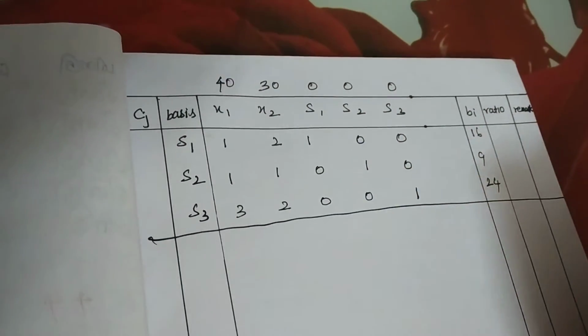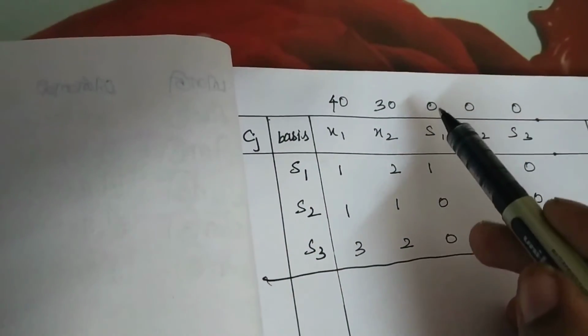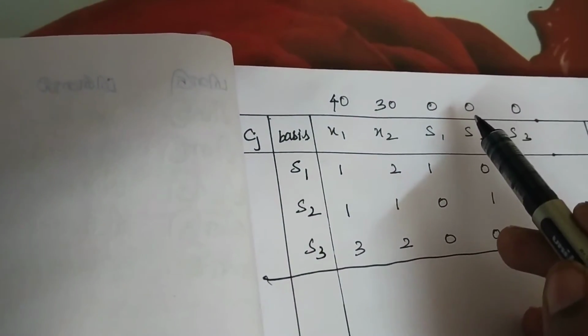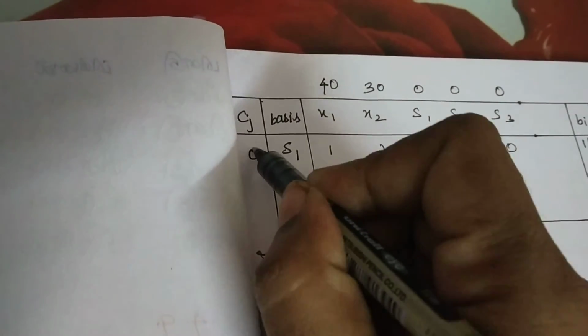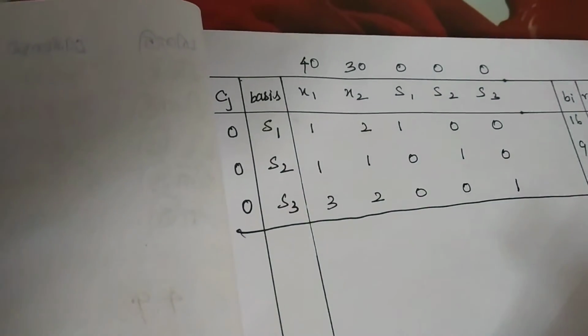The first table is always easy. So what is the cost of S1? The cost of S1 is equal to 0, S2 is equal to 0, S3 is equal to 0. So just write down the values of S1, S2, S3 here. So that is 0, 0, 0.